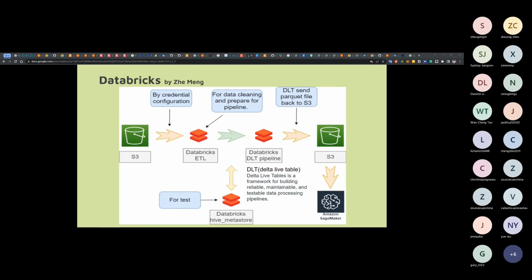Here I will introduce some about the Delta Live Table. Delta Live Table is a framework for building reliable, maintainable, and testable data processing pipelines. You define the transformations to perform on data, and Delta Live Table manages the task orchestration, cluster management, monitoring data quality, and error handling. After the pipeline processing, the data will be saved in two ways. One is saved in the Hive metastore in Databricks for future tests. The other one is saved as a Parquet file and sent to S3 for the next machine learning part.